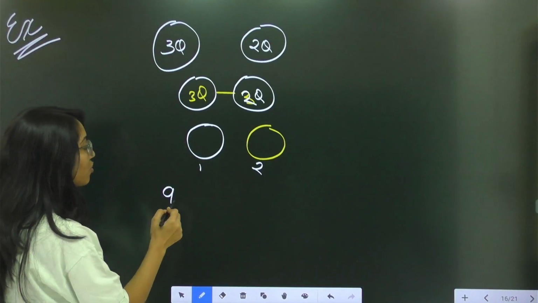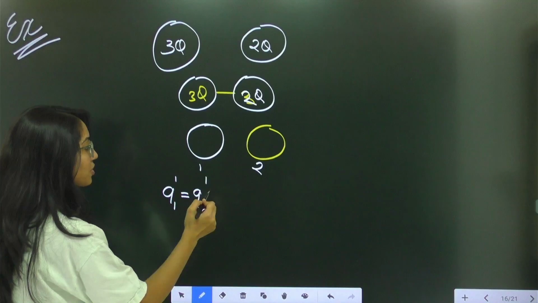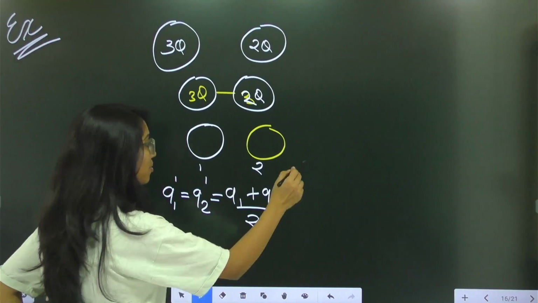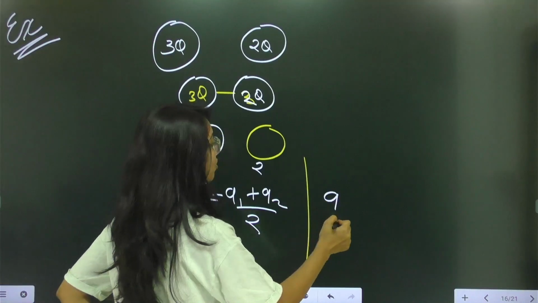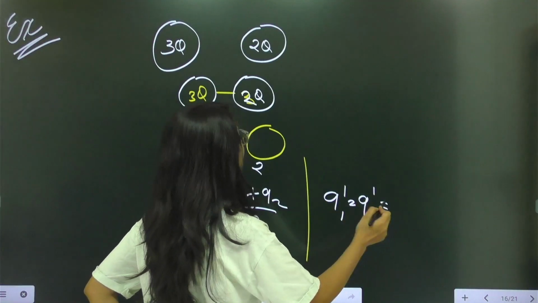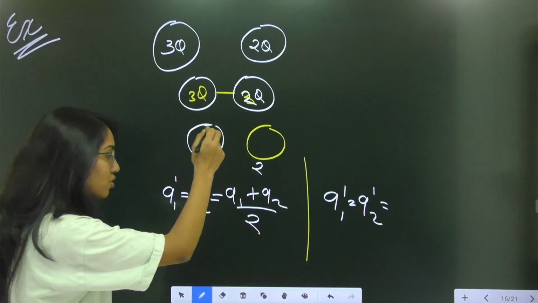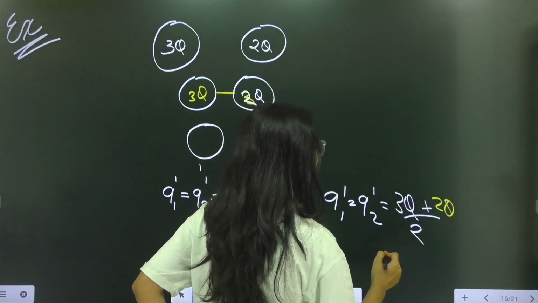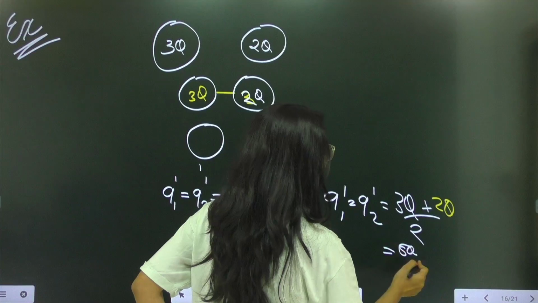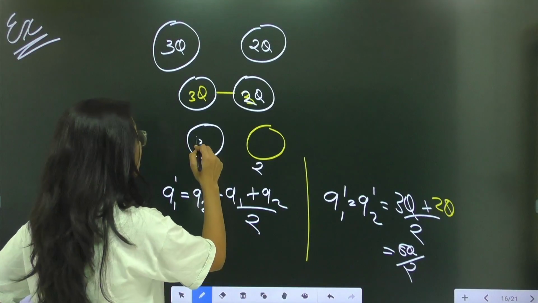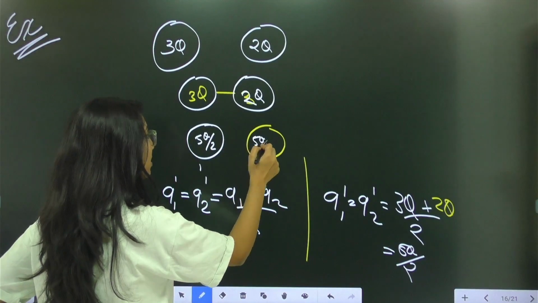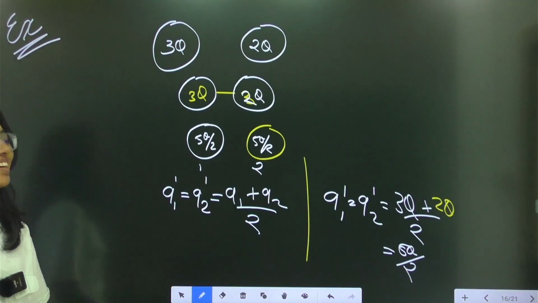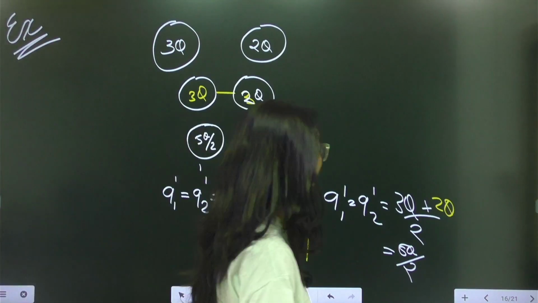So we have to use this formula: q1 dash equals q2 dash equals q1 plus q2 divided by 2. Here q1 is 3q and q2 is 2q. So 3q plus 2q divided by 2. So 3 plus 2, 5q divided by 2. So in this sphere 5q divided by 2 and in that one 5q divided by 2. This is your answer. As simple as that. Isn't it simple?